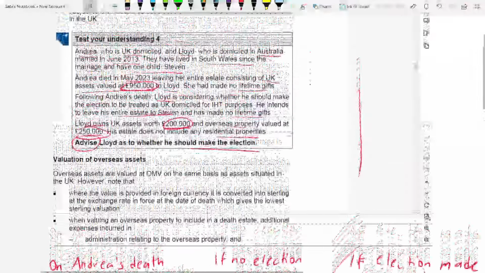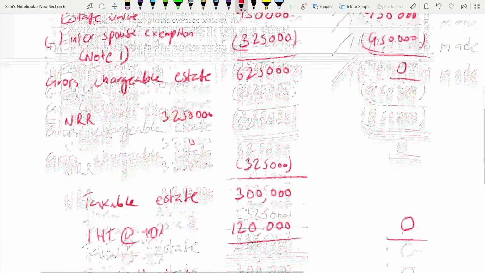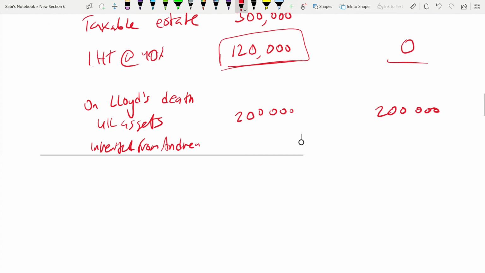So how much will he inherit? You see, Andrea died, leaving her entire share of UK assets valued at 950,000 to Lloyd. But from this 950,000, you have to deduct the inheritance tax of 120,000. So 950,000 minus 120,000.